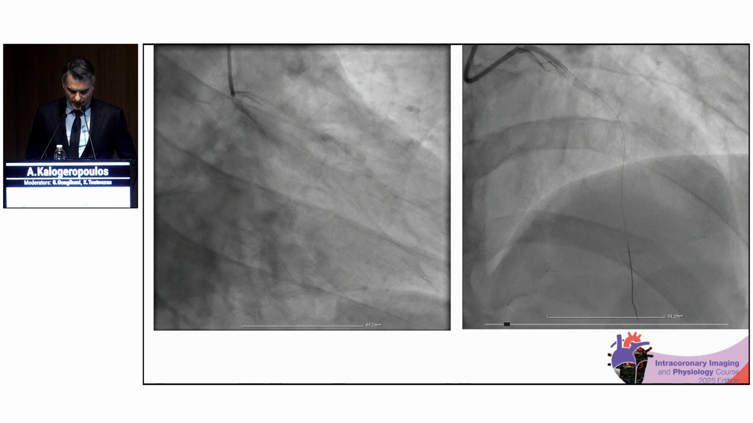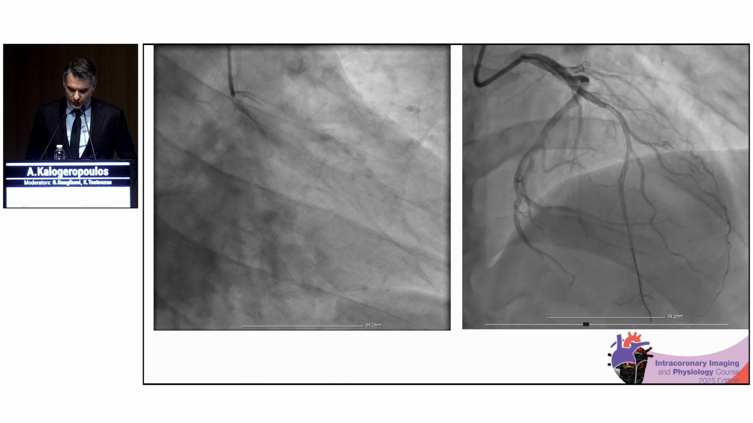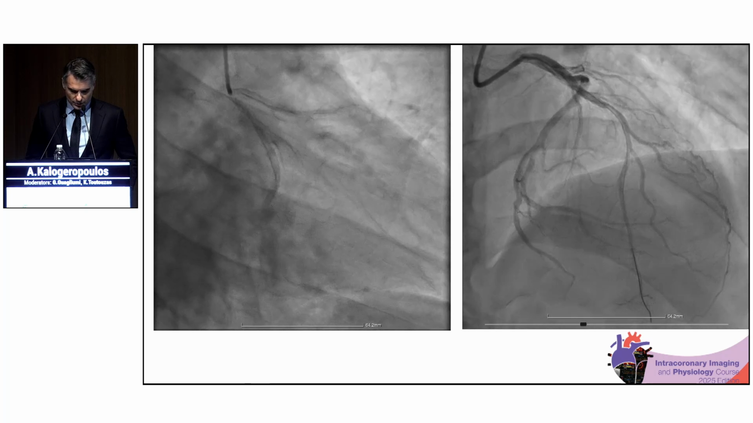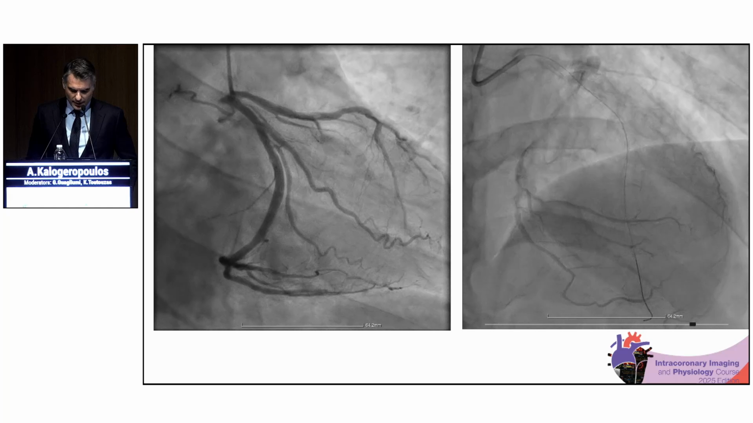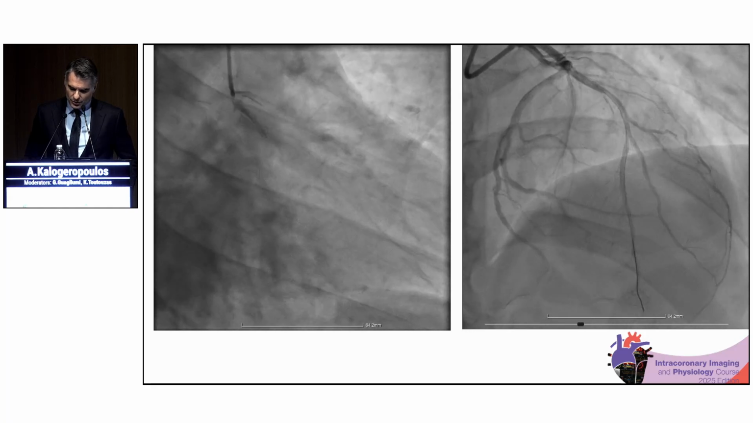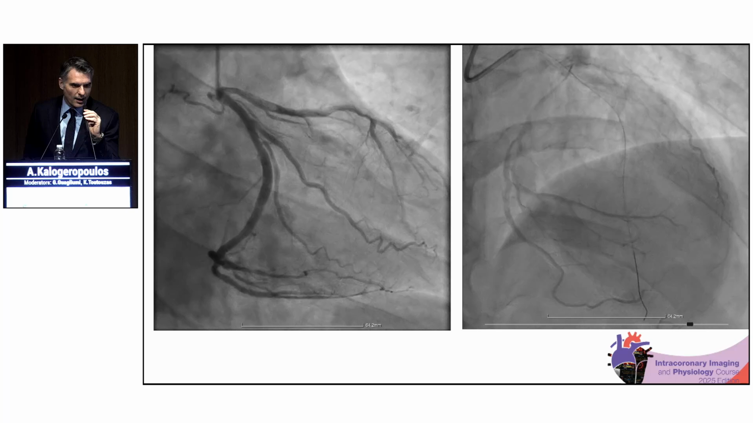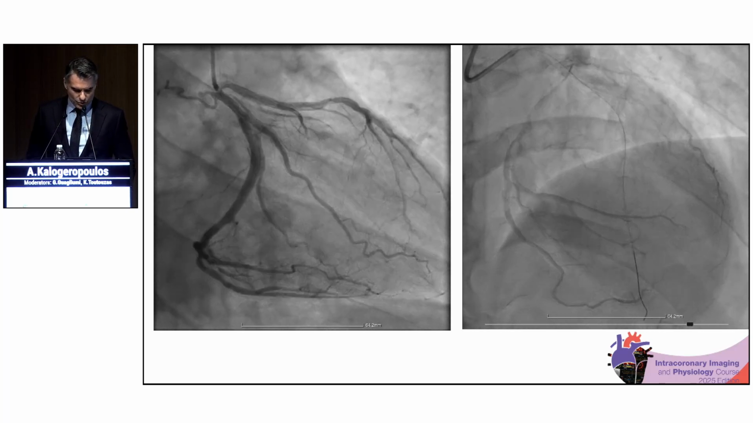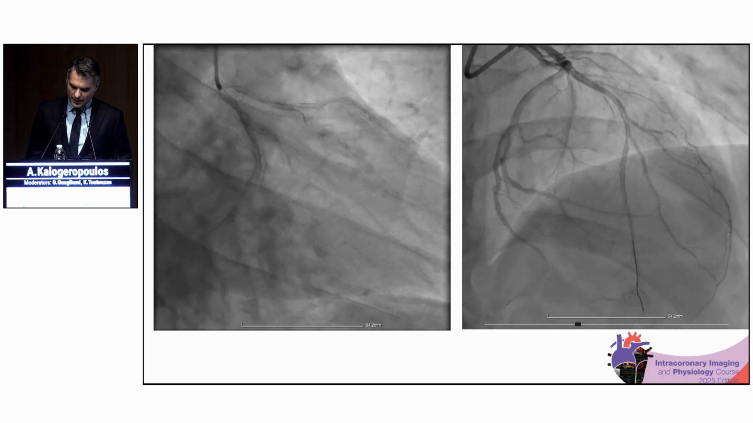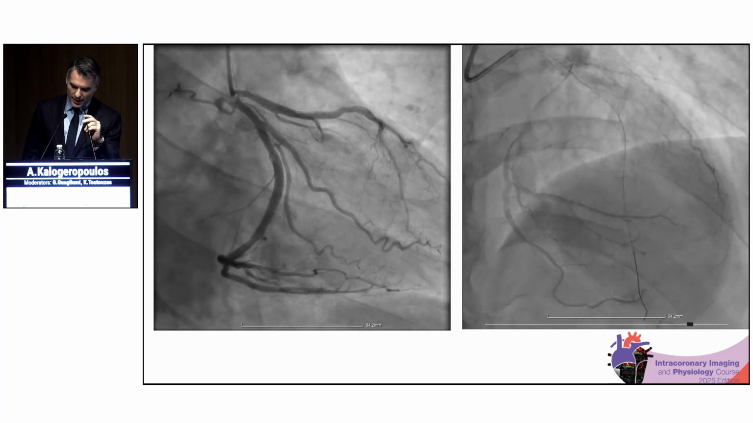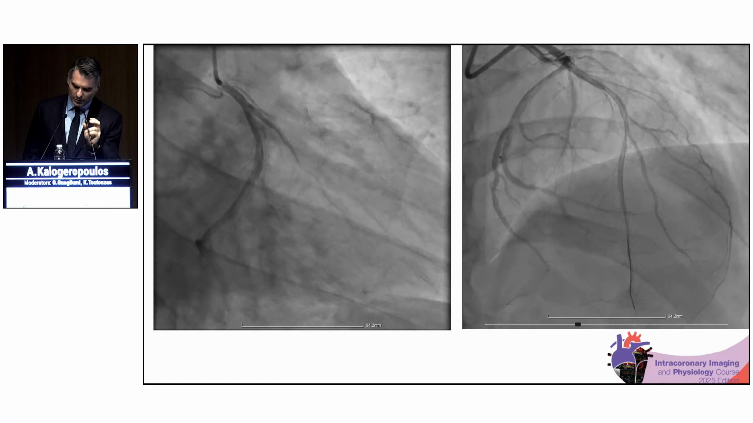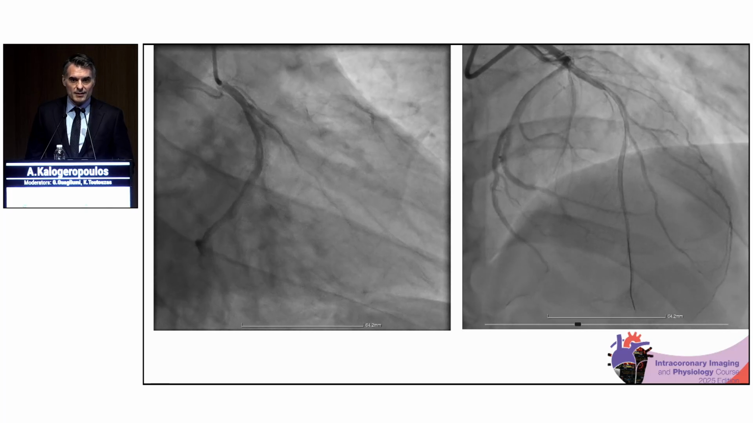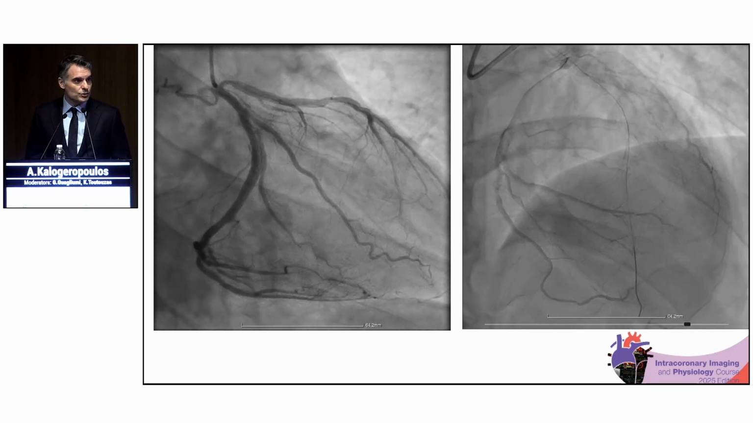So this is the left system. I can tell you from now, this is a left dominant system. You can see there's a huge left circumflex and an extremely short left main, and we can appreciate angiographically some, I would say, ambiguous disease in the mid-LAD. So we can see there are two sites, one after the first septal branch, and then at the bifurcation with the diagonal branch, there's around 60%. So what will be the next step in order to decide what to do with this case?